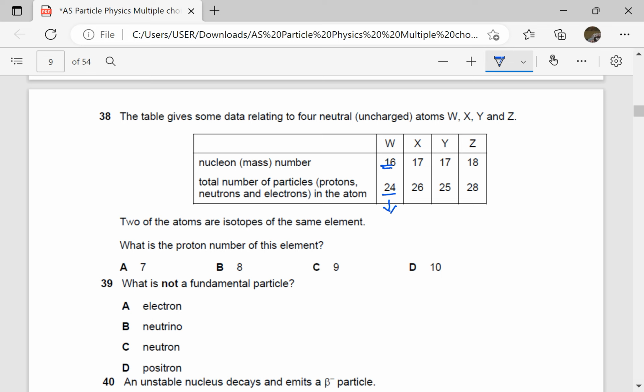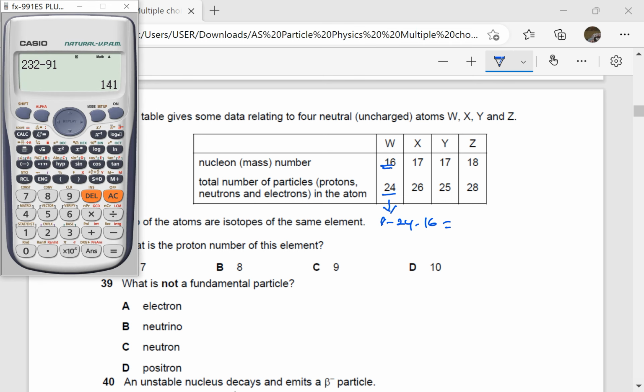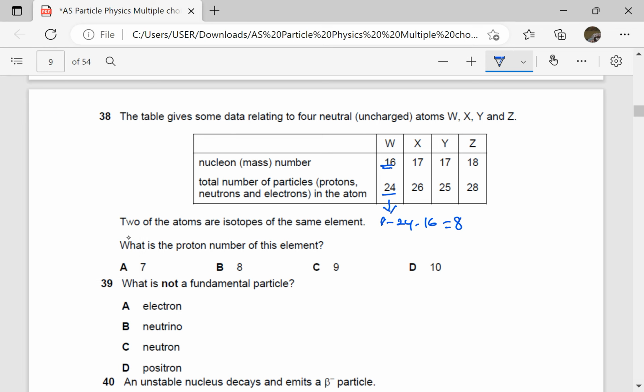So the nucleon number is 16. That is protons and neutrons. So let's find the number of electrons here. The number of electrons is going to be 24 minus 16, that is 8. That's the number of electrons here.